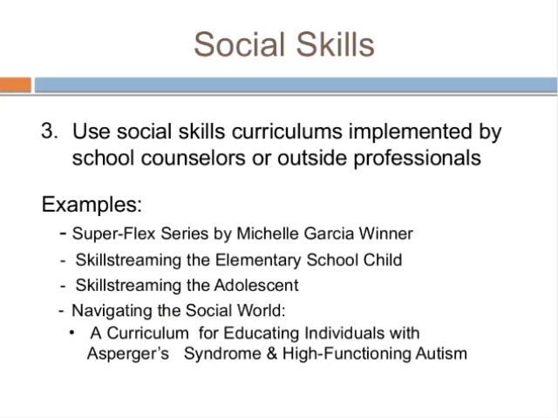Use social skills curriculums implemented by school counselors or outside professionals. There are some examples of the curriculum: Superflex, Skillstreaming, Navigating the Social World. They're all different books and curriculums, and they're for all different levels of kids, but they're very worthy of attention. You need to assess first who you're working with, what level they're at, and which curriculum might fit them best. But kids with autism need concrete explanations of the various social skills, and they need to be taught them.